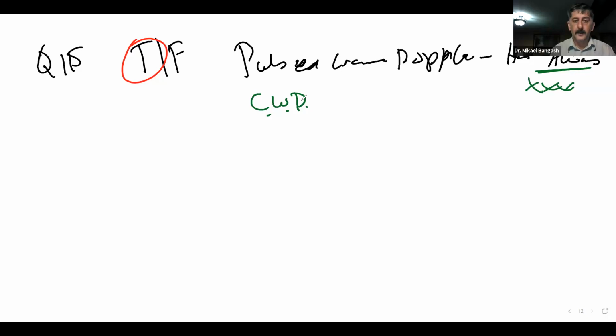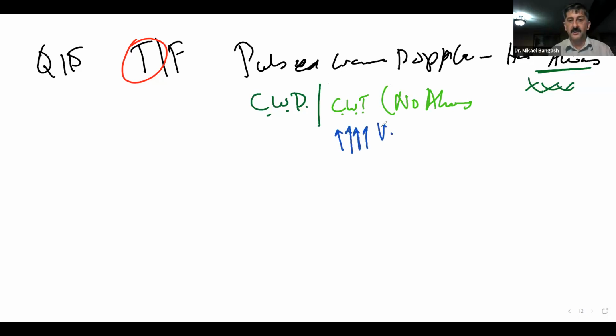Clear? Some of you may ask, what about a continuous wave transducer? Well, this one as well will have no aliasing. The main benefit for this one is that it is able to record very, very high velocities. And it's only when we have velocities above what we could measure that we will see aliasing.